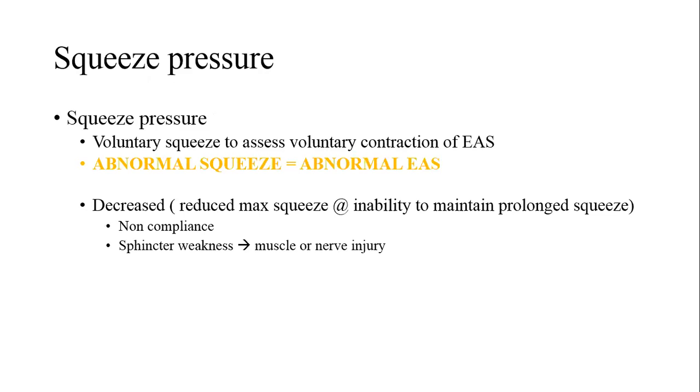Squeeze pressure is a voluntary squeeze to assess the voluntary contraction of the EAS. So if there is any form of abnormality in squeeze, it indicates an abnormal external anal sphincter. A decrease in the EAS pressure may indicate either the patient is not compliant or not following our instruction to squeeze, or in fact there might be an actual sphincter weakness, which may be caused by either a muscle or a nerve injury.